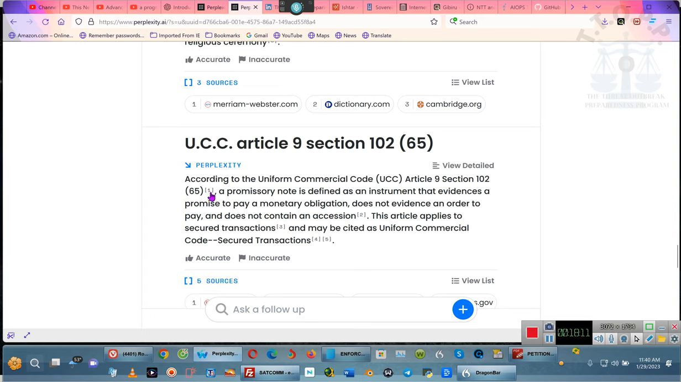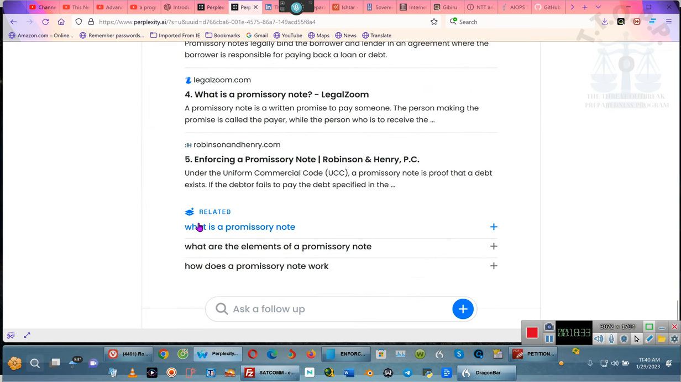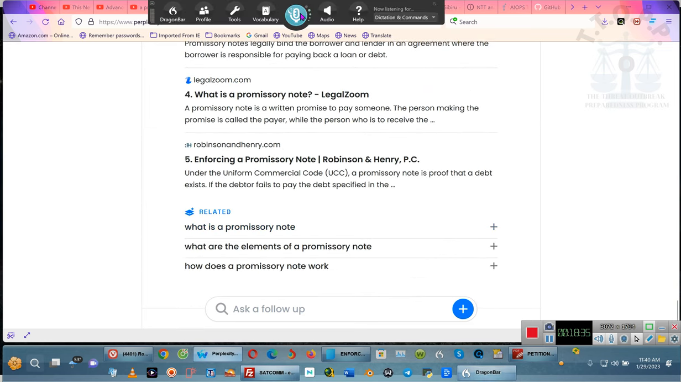What does the Uniform Commercial Code say? A promissory note is defined as an instrument that evidences a promise to pay a monetary obligation. A promissory note does not evidence an order to pay. Look, if a promissory note has an order to pay on it, then it's not a promissory note, ladies and gentlemen. It's known as a negotiable instrument. Now watch this. Let me tell you the actual type of instrument it is.